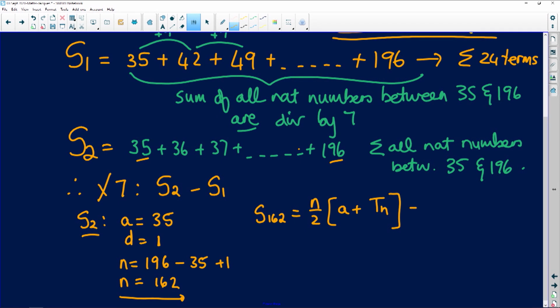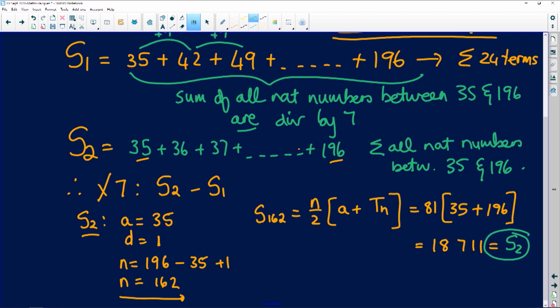So this becomes 81, 162 divided by 2 gives us 81, the number of terms I meant. The first term is 35, the last term is 196, and if you find that sum it gives you 18,711 is the sum 2. Okay, so this is our S2 that we wanted to calculate.